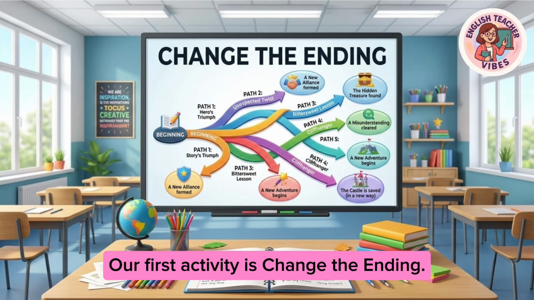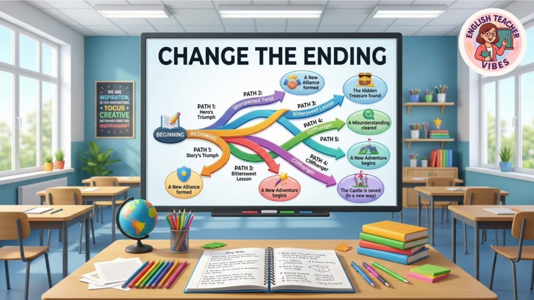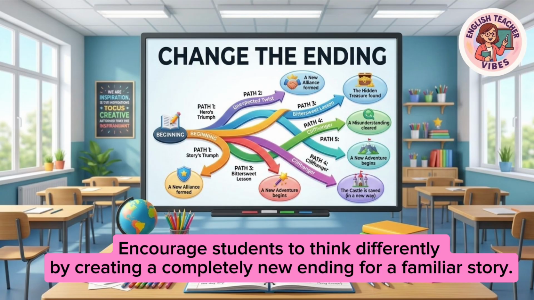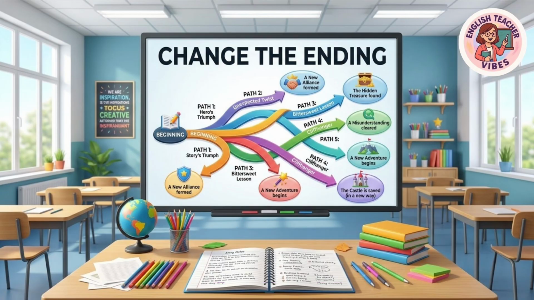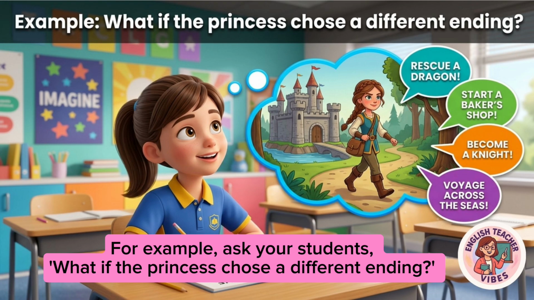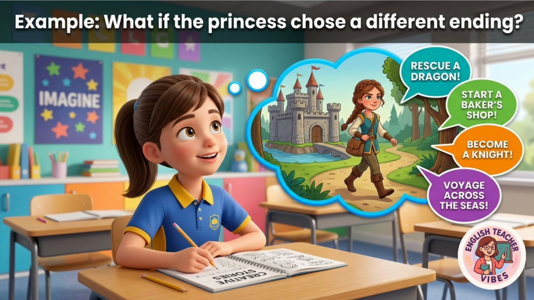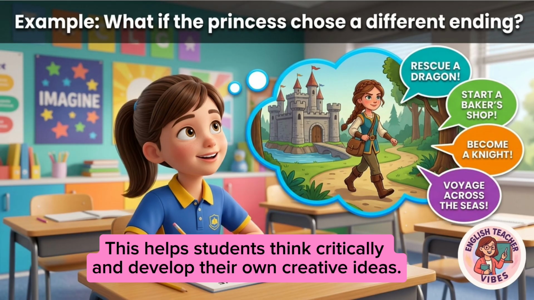Our first activity is change the ending. Encourage students to think differently by creating a completely new ending for a familiar story. For example, ask your students, what if the princess chose a different ending? This helps students think critically and develop their own creative ideas.